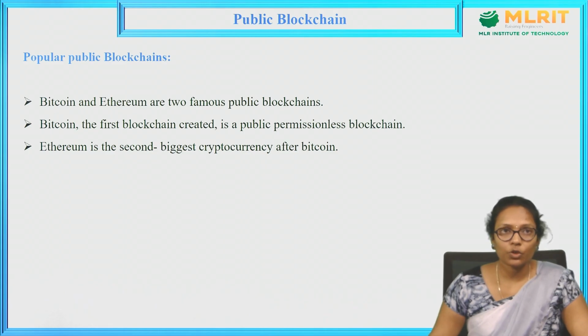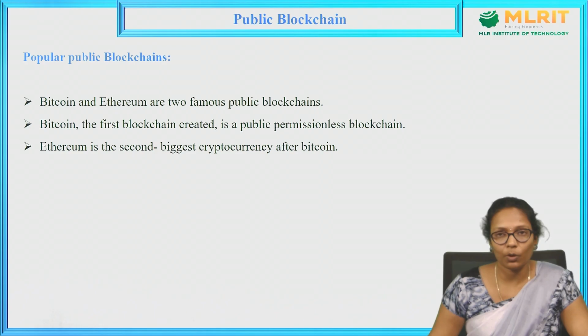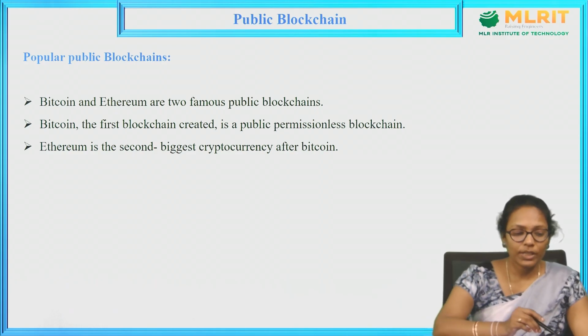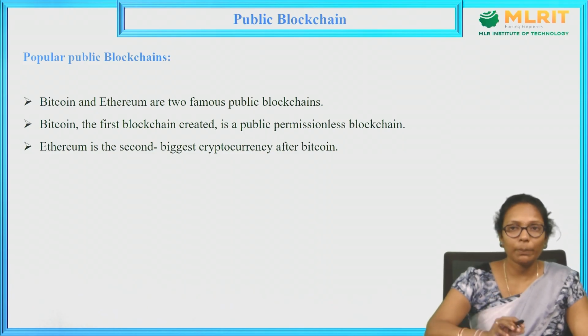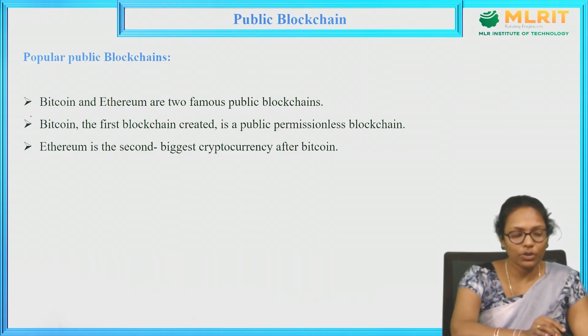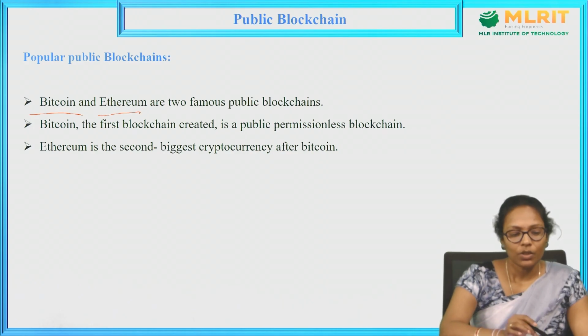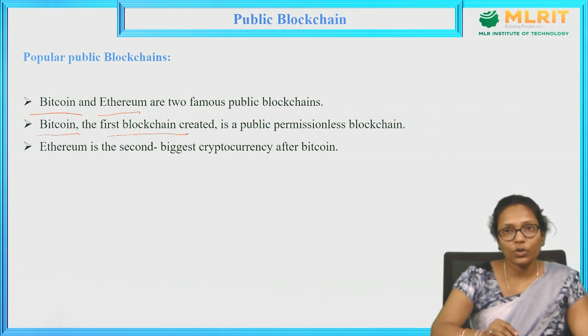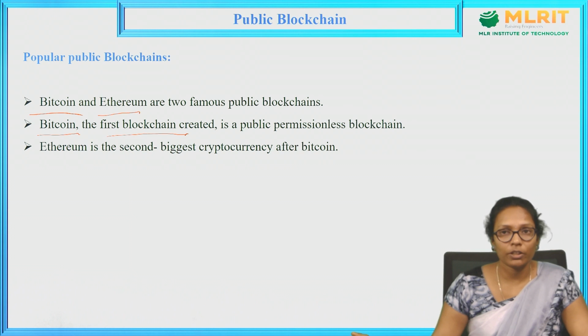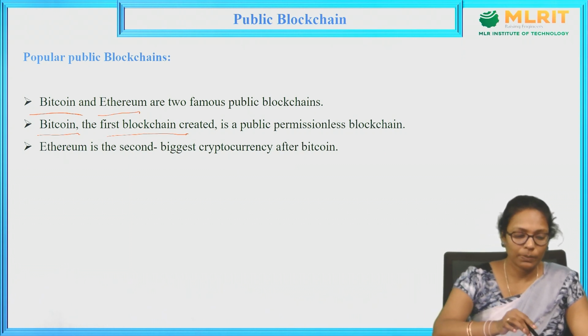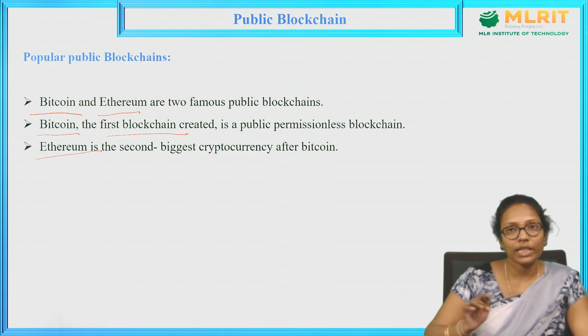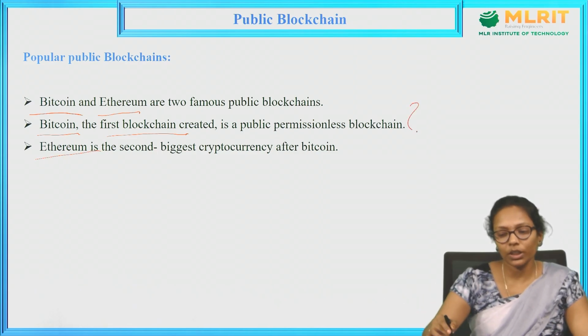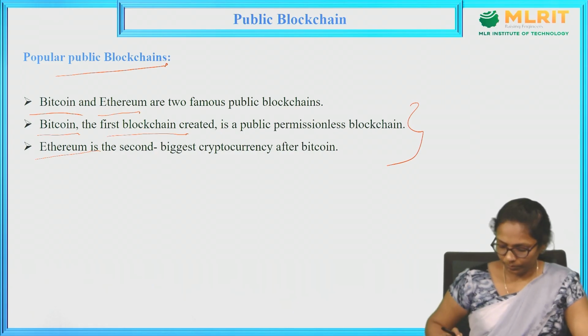Coming to the next topic, popular public blockchains. Here we are not discussing them in depth. I'm just mentioning the different public blockchains we have. We have many public blockchains, but the main popular ones are Bitcoin and Ethereum. Bitcoin is the first blockchain created, as we know from the history of blockchain, and the second is Ethereum. Both of these are public blockchains.